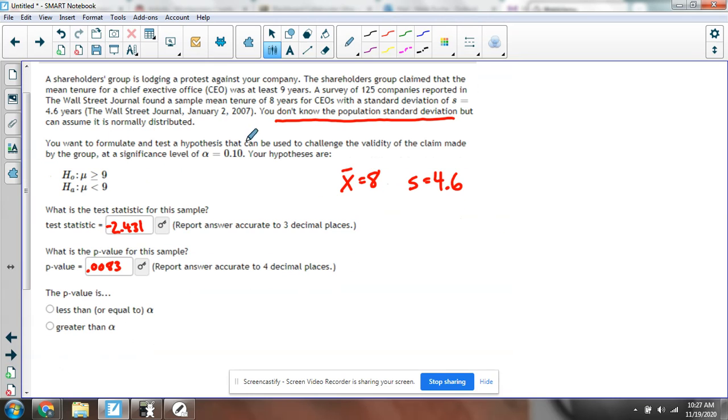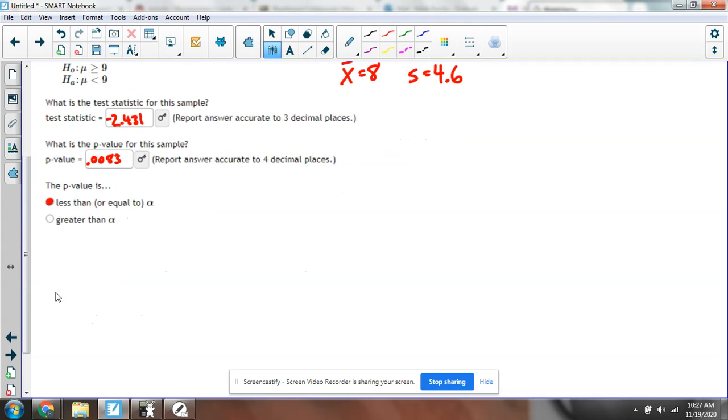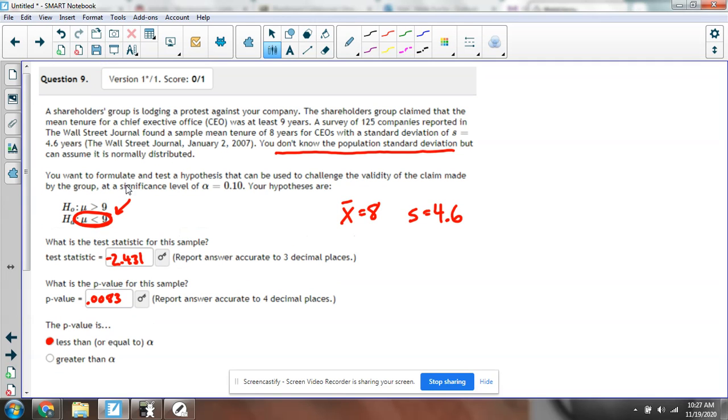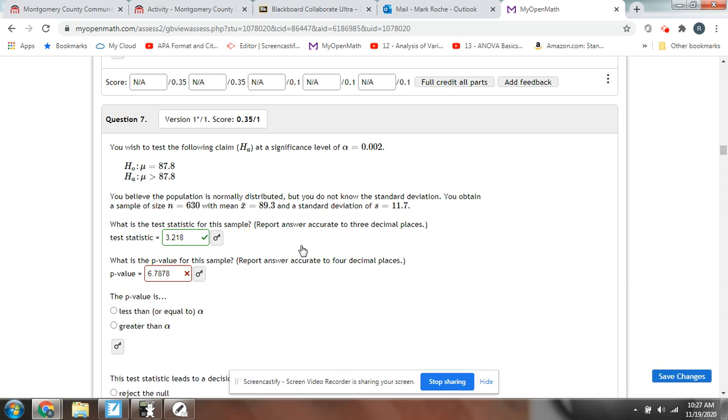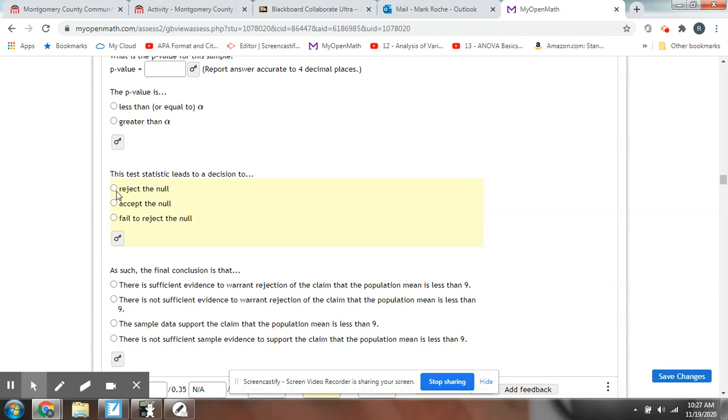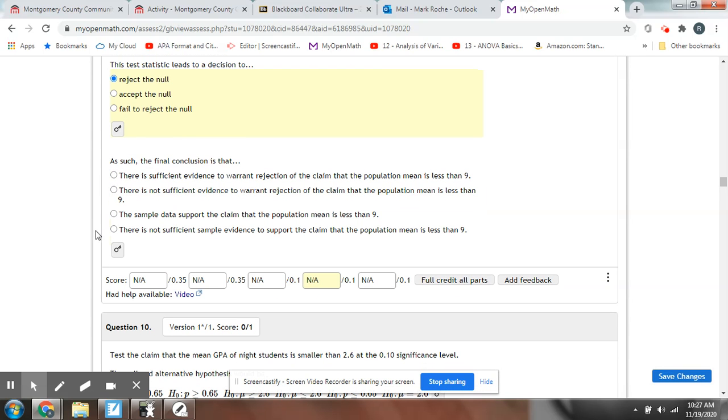Our alpha is 0.10, so our p-value is less than our alpha. That means we can reject H0, so there is sufficient evidence to show the alternative. Let's jump back so I can show you. Question 9: we reject the null, so there is sufficient evidence to show the population mean is less than 9. Okay.